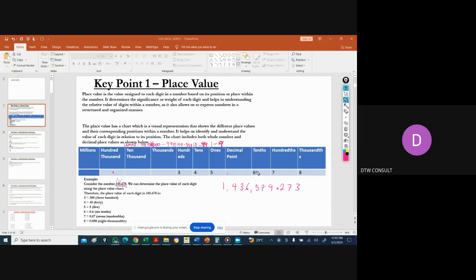So the first thing you do, sorry, I forgot to mention this. Immediately after your decimal point, it's called tenths. And the value is 0.6. Can you see this here? 6/10. This one here is called hundredths, and the value is 0.07. I told you that immediately after the decimal point, the numbers tend to reduce. While 8 here, the value of 8 is what? 8 thousandths, and which is 0.008.